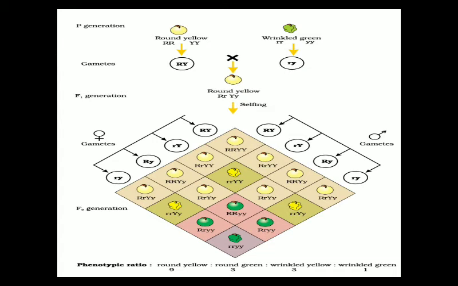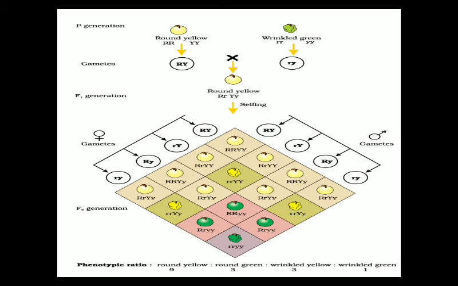We all know that round seed and yellow seed color are the dominant traits. If the seed is round, it is a dominant trait, and if the seed color is yellow, this is also a dominant trait. So both dominant traits are present in this plant and both recessive traits are present in the other plant. When he crossed these two plants, in the F1 generation all the 16 plants had the genotype capital R small r, capital Y small y, and all the 16 progeny in the F1 generation showed both dominant traits.